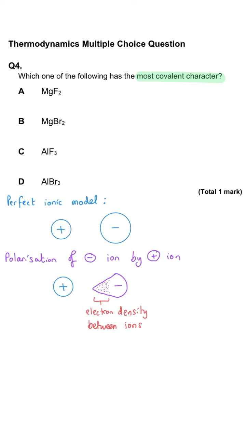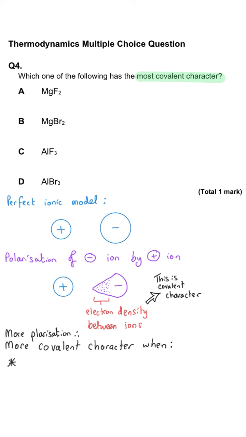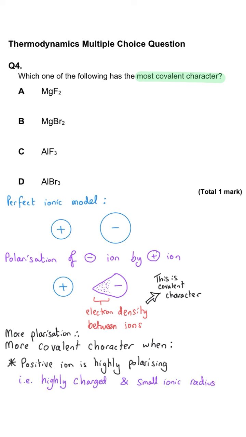Which one of the following has the most covalent character? Well, covalent character is caused by polarization of the negative ion by the positive ion, and you get more covalent character because you get more polarization when the positive ion is highly polarizing, which means it will have a high charge density either because it is highly charged or because it is a small radius.